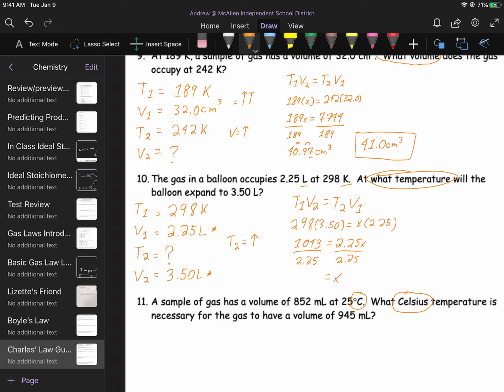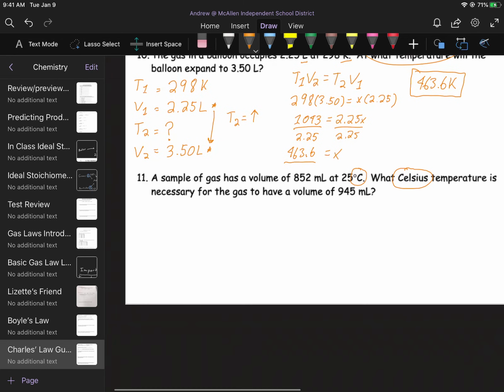So divided by 2.25 gives me 463.6. Now, that looks like a number, but I want a temperature, so I need a unit on there. 463.6 Kelvin. That's a temperature. Now, our hypothesis was that because volume went up, that temperature should have gone up. 298 was our start, 463 was our end. That sounds like an increase to me. That's a reasonable answer. We're good.